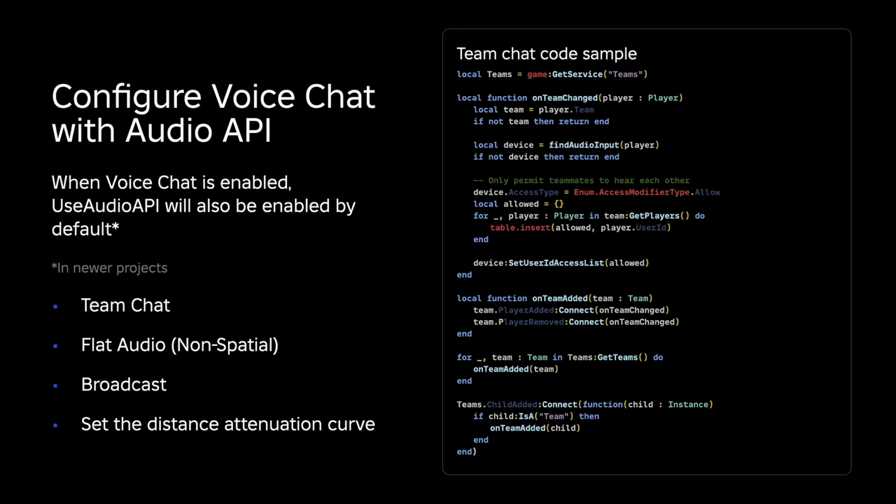As a bonus, you can now control distance attenuation with a custom curve that lets you shape exactly how voice falls off in your spaces. Bottom line is, voice drives engagement and retention. So with these APIs, you can wire it up fast and tune it to sound exactly like your world should.